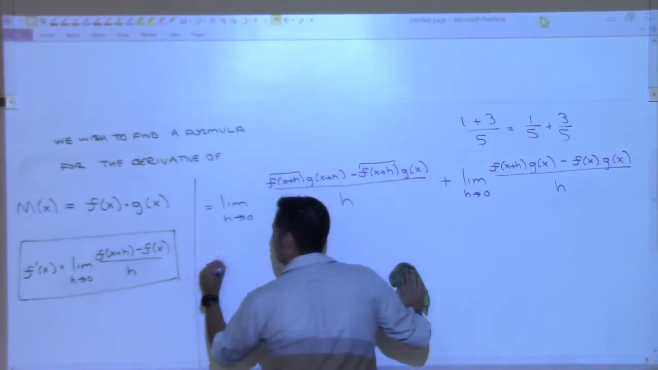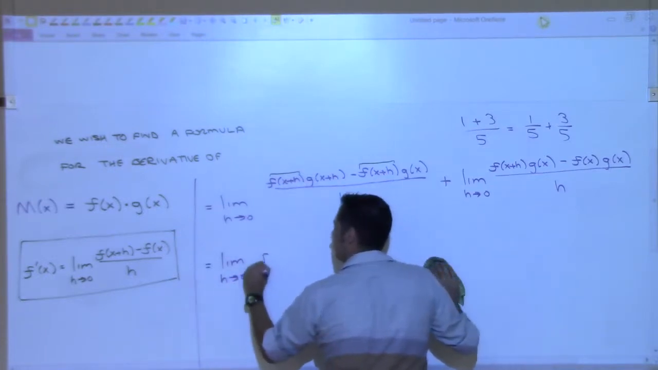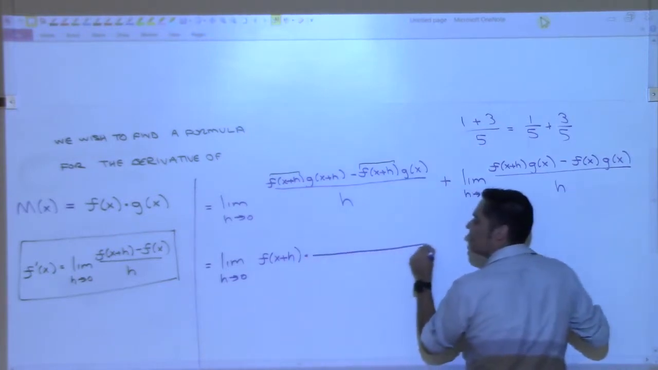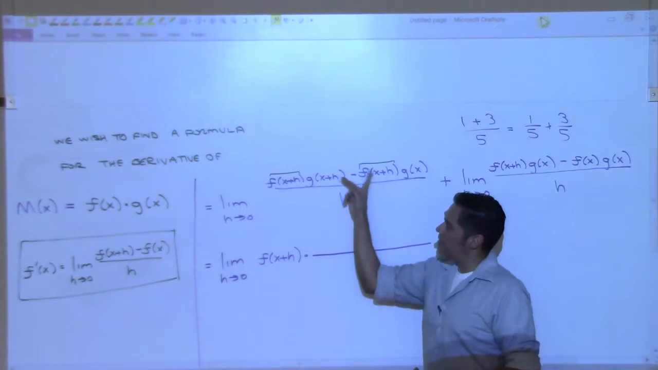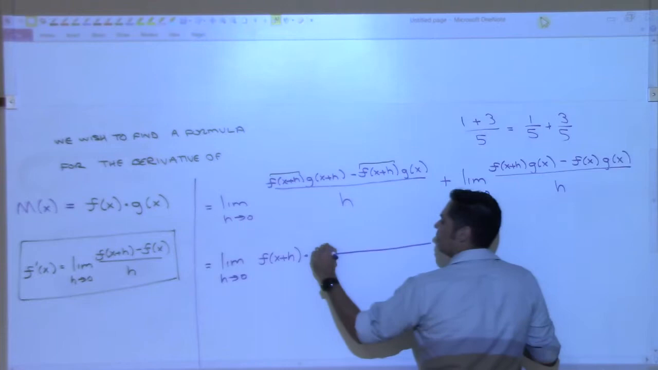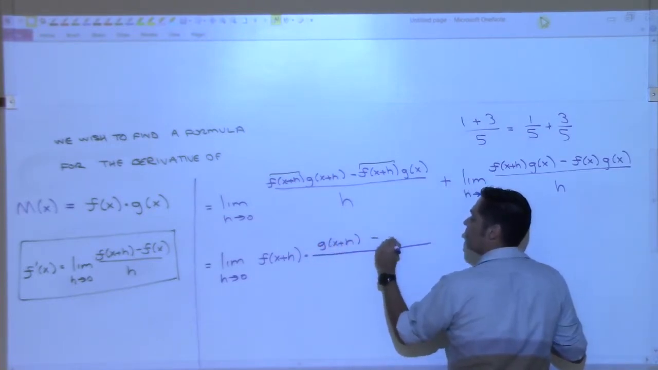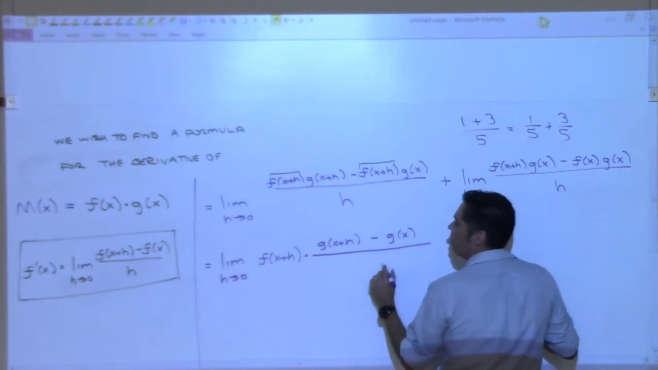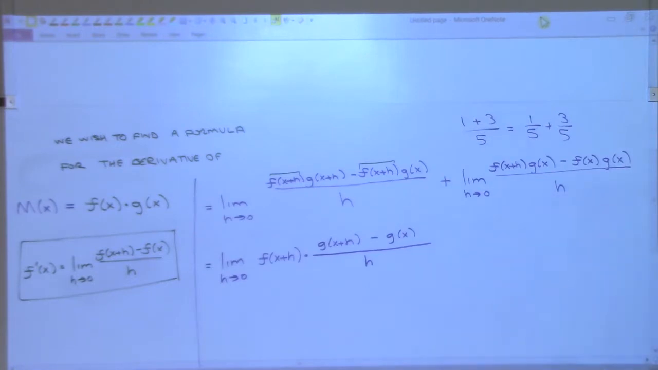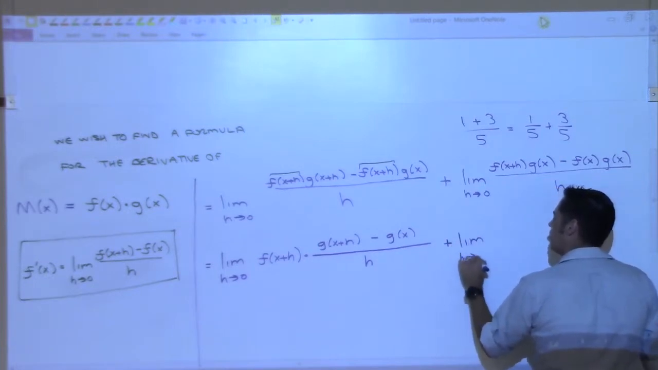Okay, so I'm going to write limit, I'm going to let h go to 0. And then I'm going to factor out my f of x plus h right here, and put that in front of the fraction that I get when I pull it out. So I'm pulling this f of x plus h out and setting it out in front. So what's still up here? g of x plus h minus g of x, all over h. Right? Okay. And then plus limit as h goes to 0.